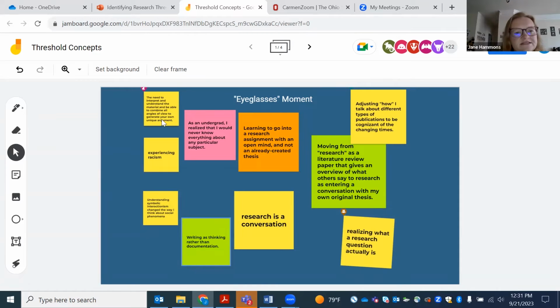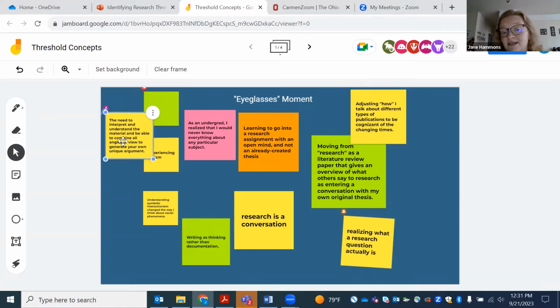Right. So some of the responses that folks are sharing, thank you so much for sharing these. Writing as thinking rather than documentation. Yeah, that's great. So research as conversation. And that also really aligns with this moving from a literature review paper that gives an overview of what others say to entering conversation with my own original thesis. Yes, right. So a different view of what the purpose of a literature review is, that you're entering that conversation, right?